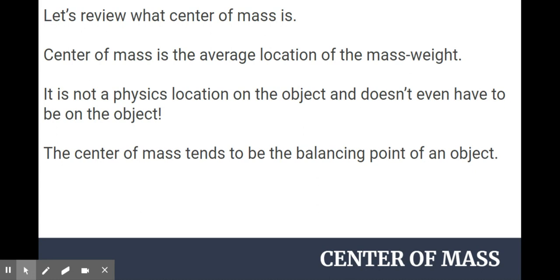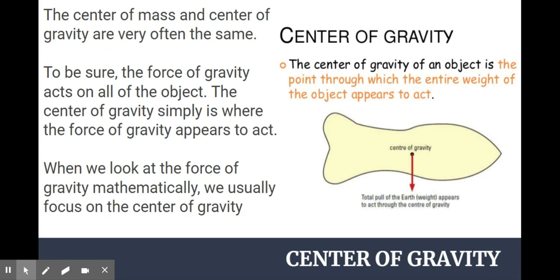It sometimes can be thought of as a balancing point because if the center of mass does exist on the object, that point is the point about which everything will be balanced. Closely related to that is something called center of gravity. Center of mass and center of gravity are very often the same thing. However, let me clarify that. They are very often at the same location. However, they are not necessarily the same thing.